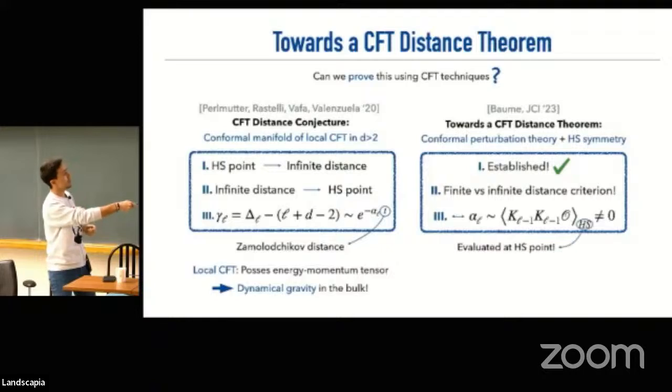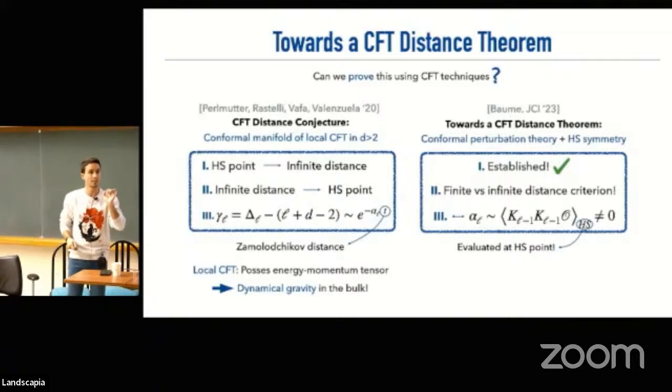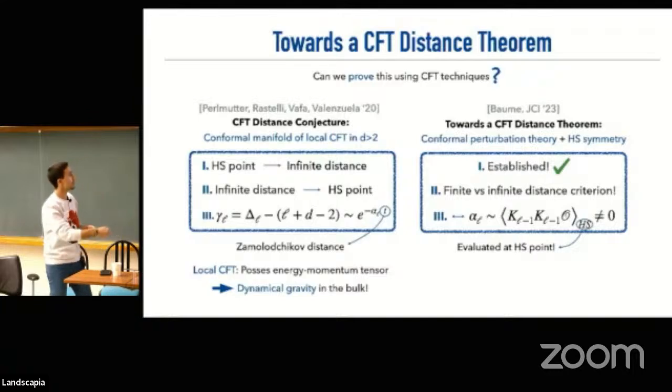And for the third part, what we find is that as you approach a higher spin point, the alpha that appears in this exponential is encoded in a very particular 3-point function evaluated at the higher spin point, which is nice because now you can try to take theories that enjoy this higher spin symmetry. They are extremely constrained, and you can try to study this coefficient. Put bounds, see if it is non-zero, and all that.